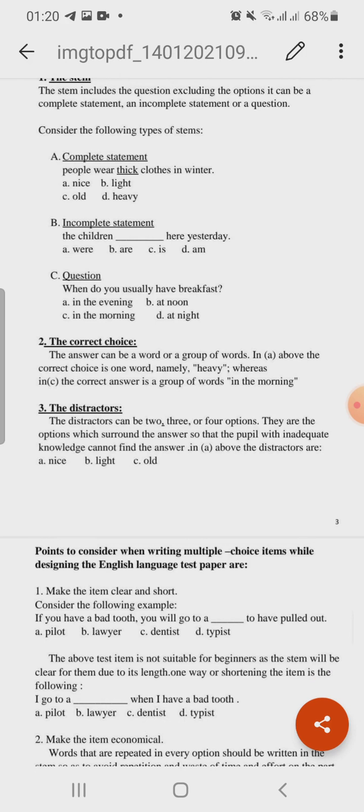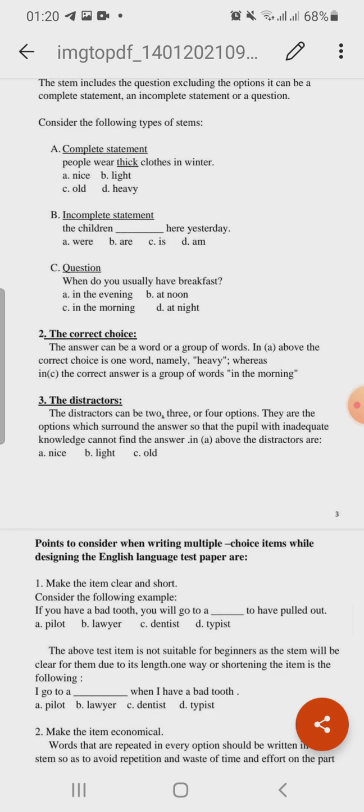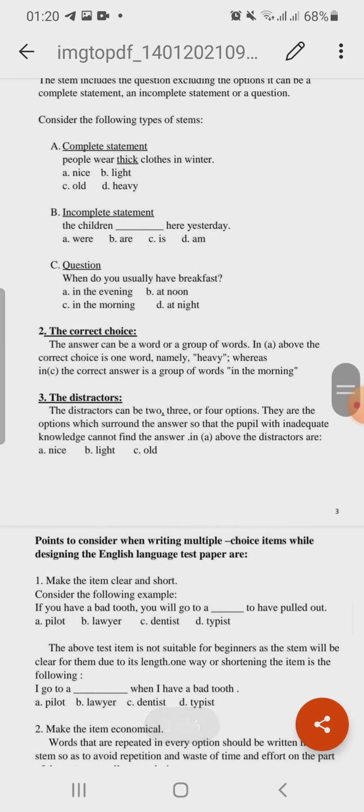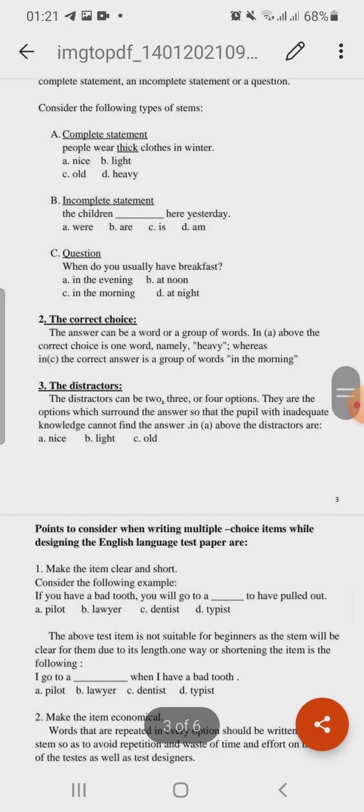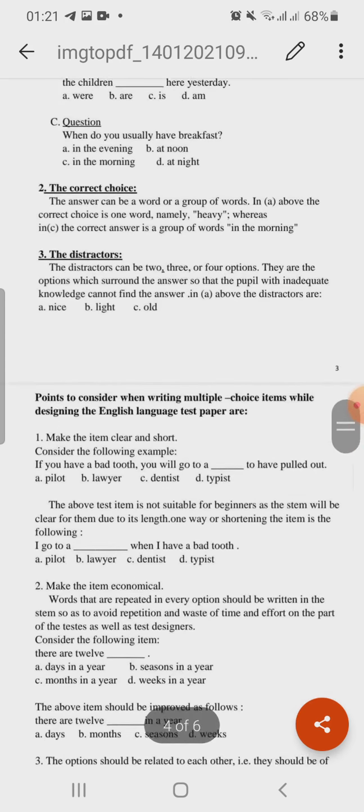Number 2, the correct choice. The answer can be a word or a group of words، يعني الاختيار الصحيح. The correct choice. In A, نعود إلى نقطة A, above the correct choice is one word, namely heavy. Heavy هي المرادف لـ the word thick, whereas in C, the correct answer is a group of words: in the morning. قد يكون كلمة واحدة أو مجموعة من الكلمات.